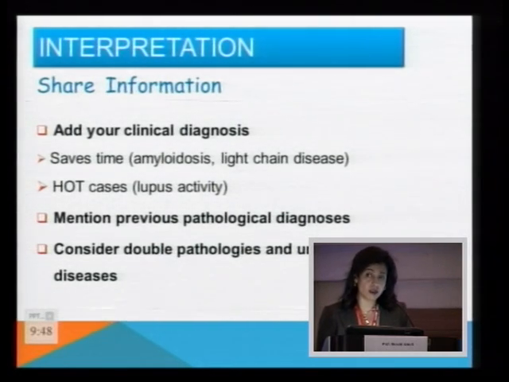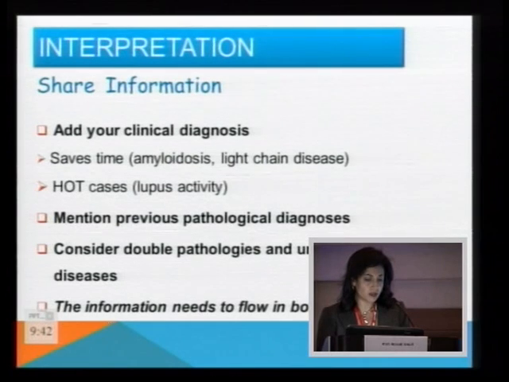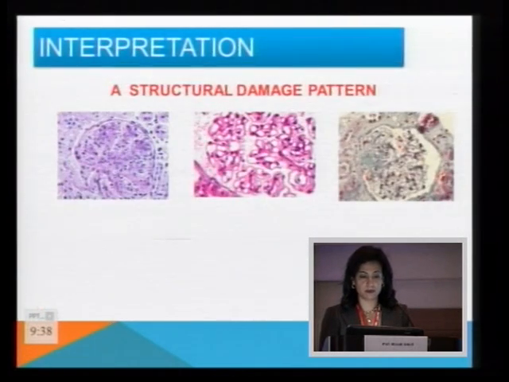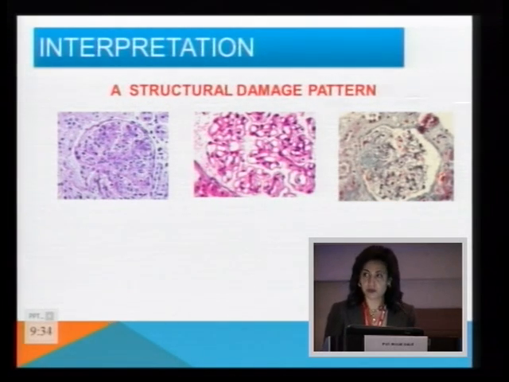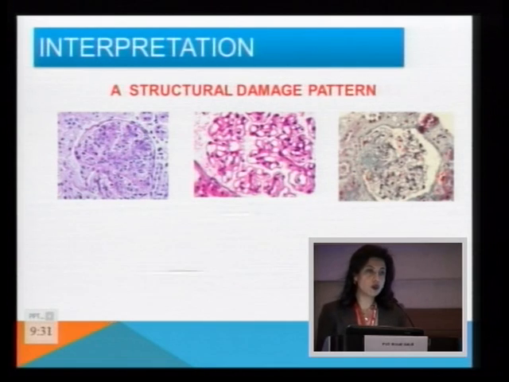You need to tell me whether the patient is hypertensive, whether he is diabetic, that he is not only presenting with acute renal failure. So the information needs to flow in both directions. When we come to look at the microscope, what we see is what we call a structural damage pattern.